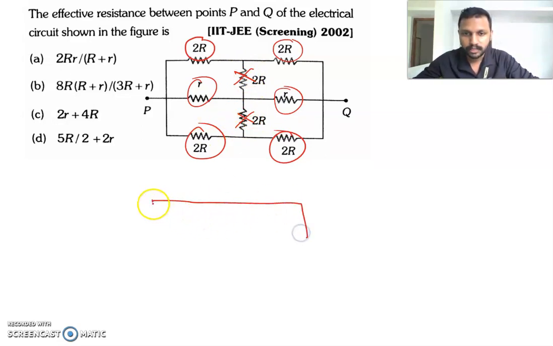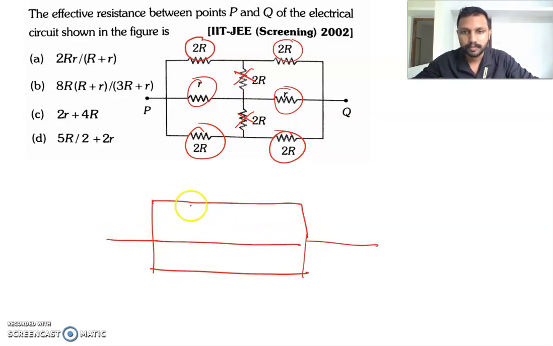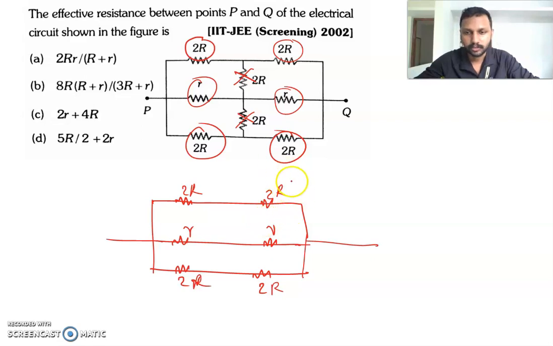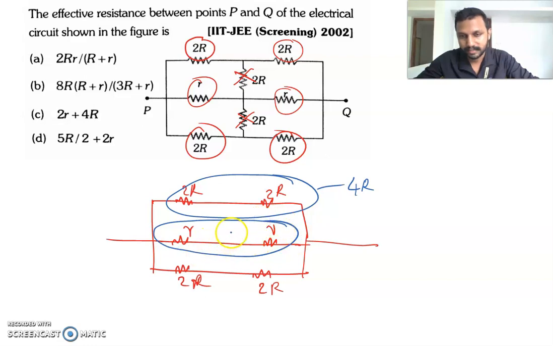Therefore, we could redesign our circuit diagram like this: 2R, 2R, small r, 2 capital R, and 2 capital R. Okay, therefore we are designing the circuit diagram like this. Then 2R and 2R in series gives 4 capital R, and R and R in series give 2 small r. This is 4 times capital R.